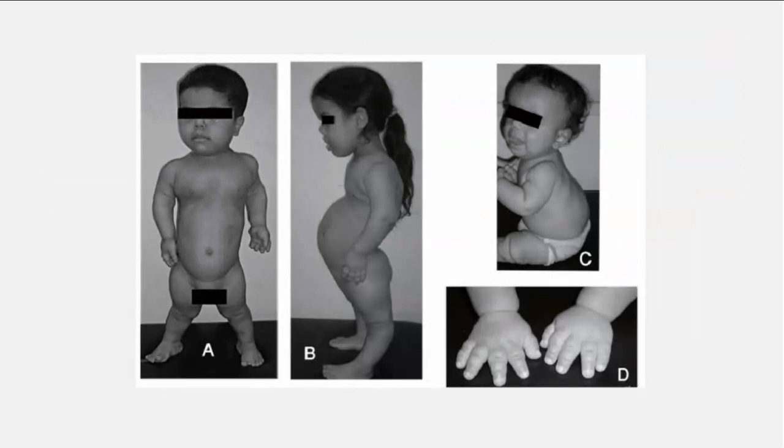So here's going to be the typical physical appearance of somebody with achondroplasia. Now these are all children with achondroplasia. You can kind of see that they have that rhizomelia of both their arms and their legs. Their humerus and their femurs are both very shortened.